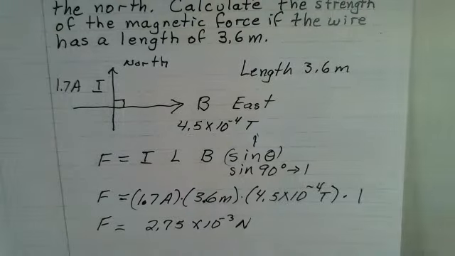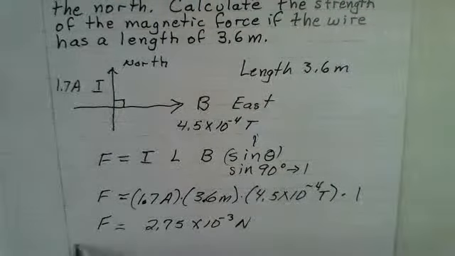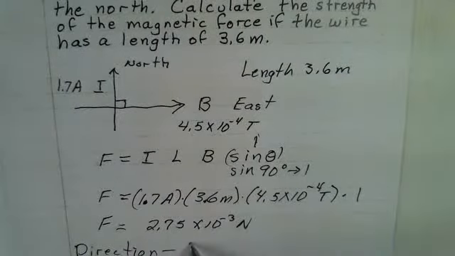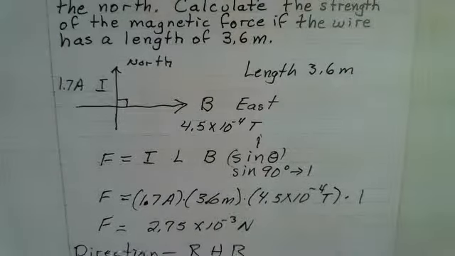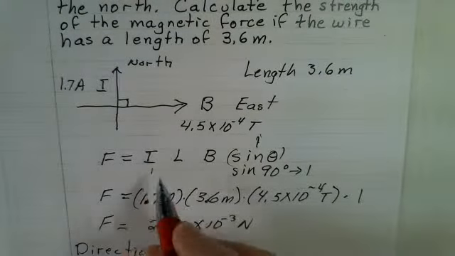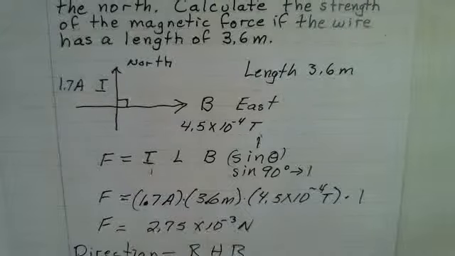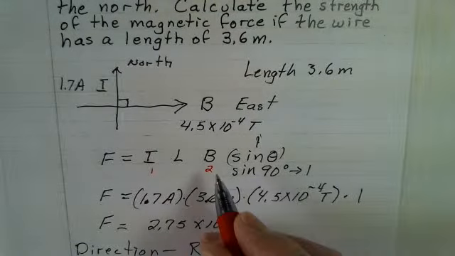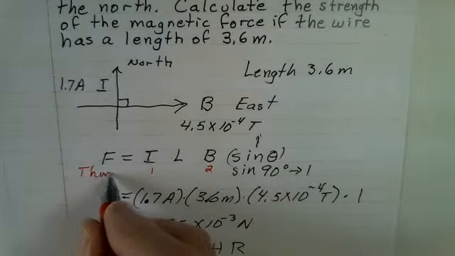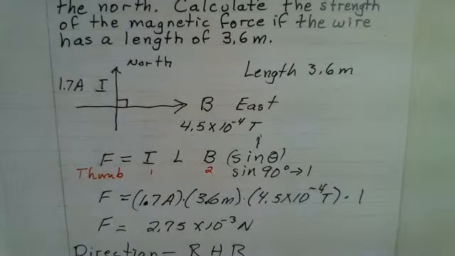What about the direction of the force? For the direction, we're going to use the right-hand rule, RHR. In my version of the right-hand rule, I start with the first vector, and that would be the direction of the current. Secondly, I rotate my wrist and turn my fingers into the direction of the second vector. That would be the magnetic field here. And then my thumb will give me the direction of the force.